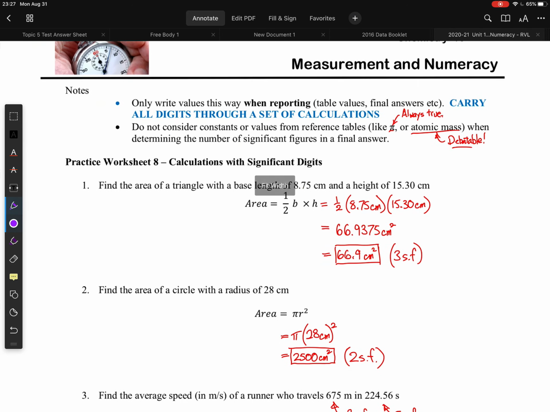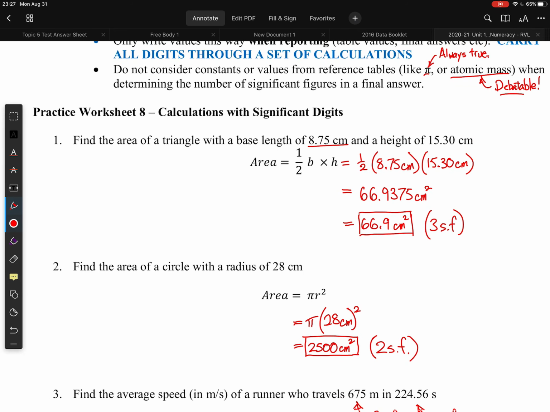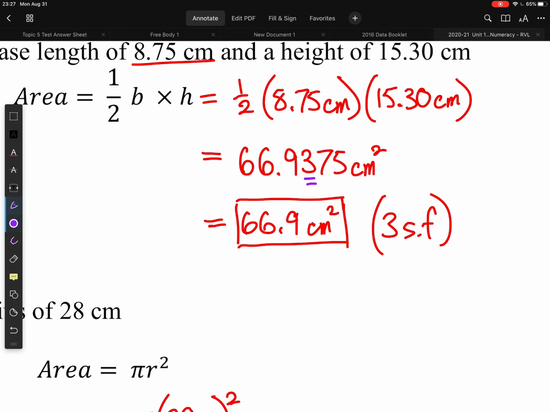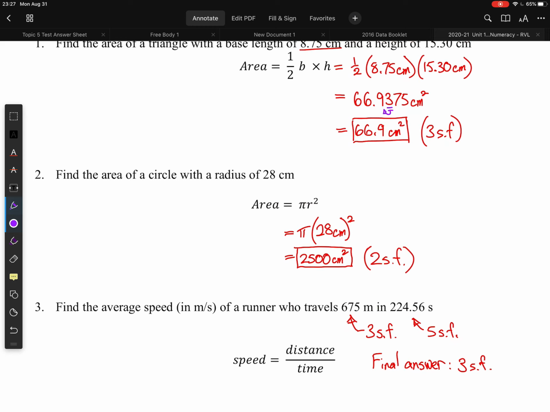Okay, so here we have a practice worksheet. Find the area of a triangle with base 8.75 and a height of 15.3 centimeters. Our calculation is here. We have 3 significant figures. I don't think I really need to explain much here. Again, the only thing I might mention is this number is between 0 and 4, which means that the previous digit doesn't change when we round off. So in this case, our rounding doesn't do anything to that digit.